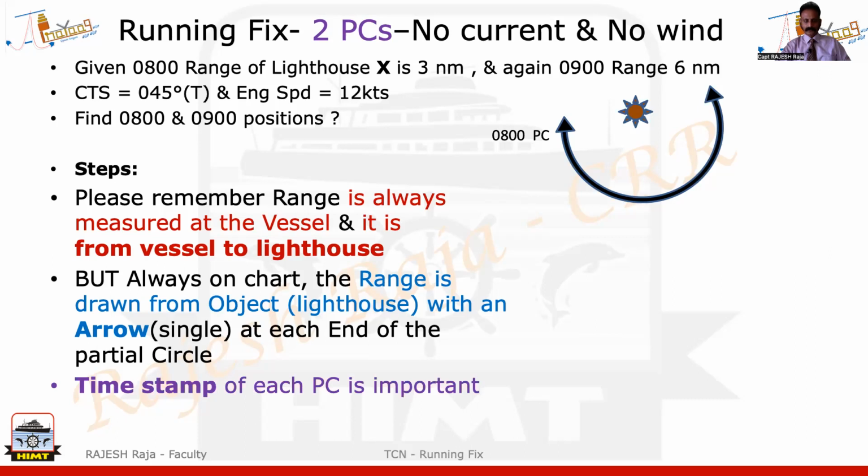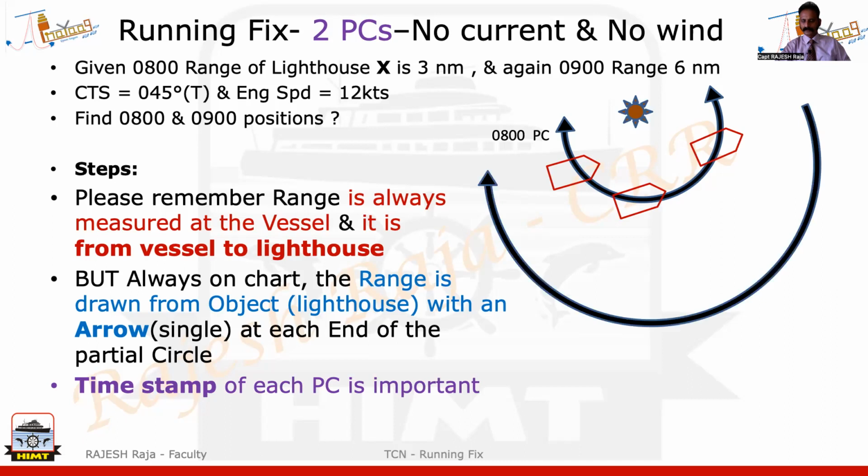Now, after 1 hour, the same lighthouse, my ship found out that it was 6 nautical miles. Just before that, we know what do you mean by position circle. That means my vessel's position can be anywhere on this circle. Similarly, the second position circle, which was 6 nautical miles from the same lighthouse, which is a 9 o'clock position circle. So that means at 9 o'clock, your vessel could be anywhere here. So this is your basic concept of drawing the two position circles. After this, I have to continue with my course steered engine speed and then find out my two positions.